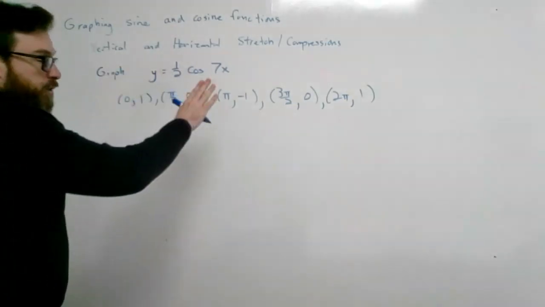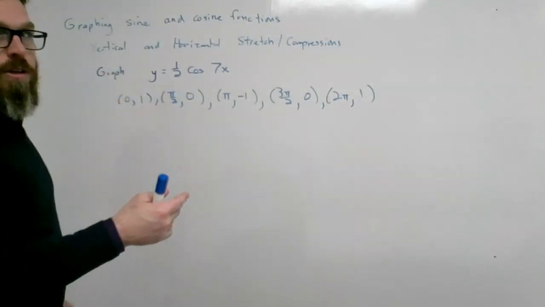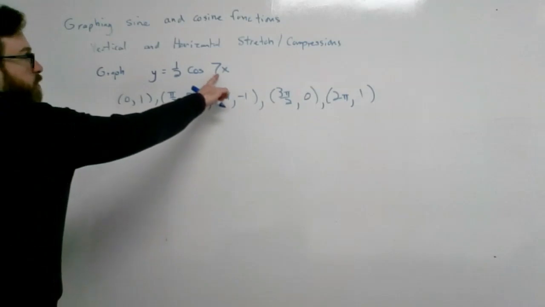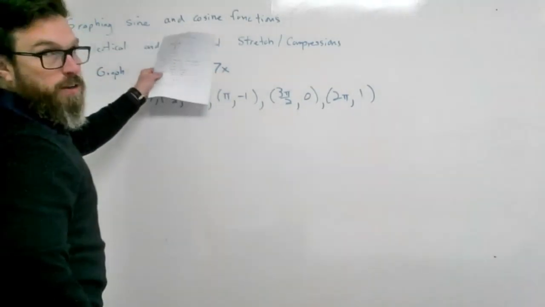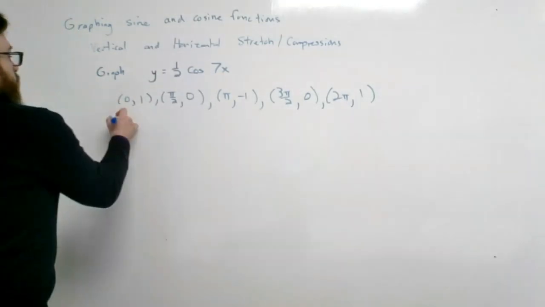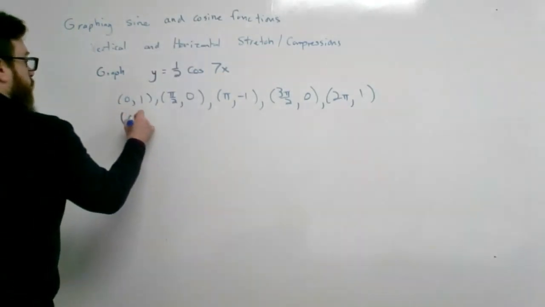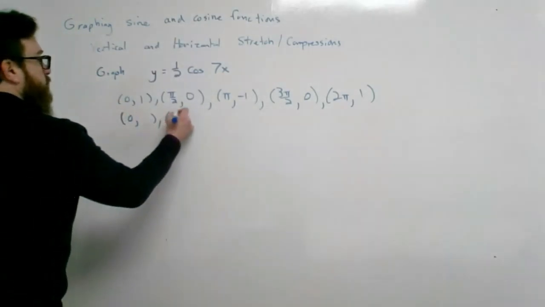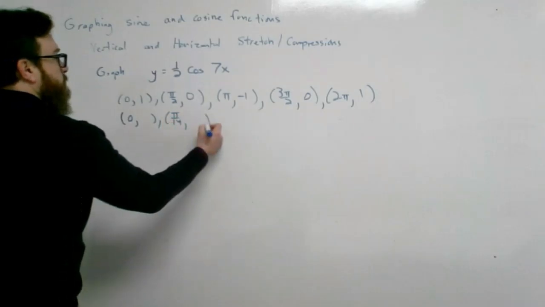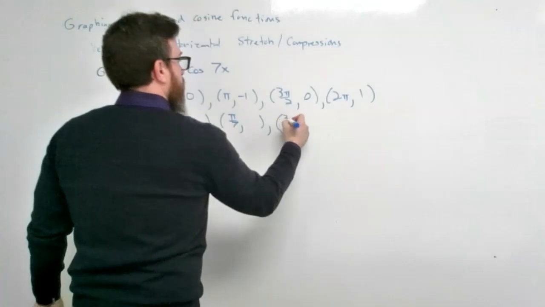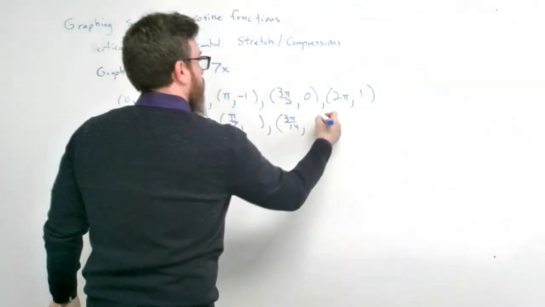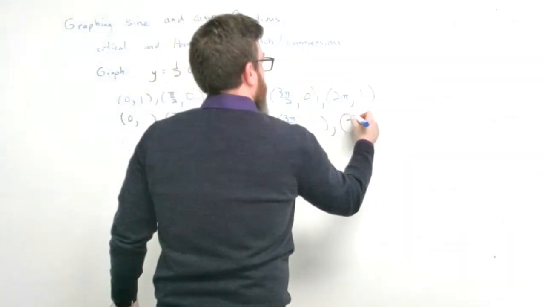I'm going to take care of the x's first and then the y's second because I know that they're done individually. So what I'm going to do in order to solve for x's, I'd have to divide all the x's by 7 in order to solve 7x. So divide all the x's by 7. 0 divided by 7 is still 0. This is going to be pi over 14. This is going to be pi over 7. This is going to be 3 pi over 14. And this is going to be 2 pi over 7.